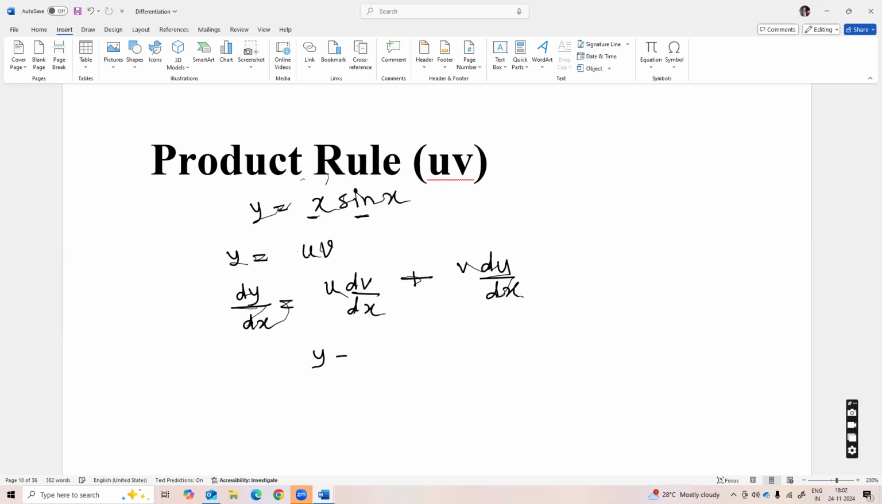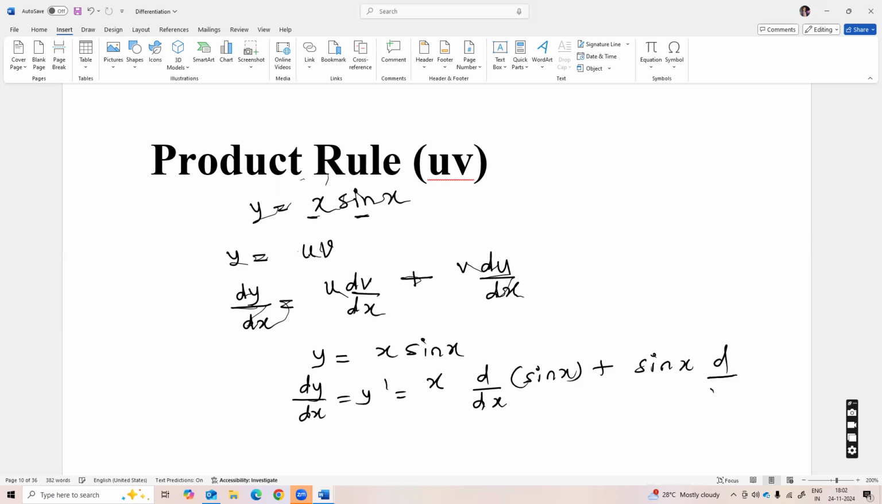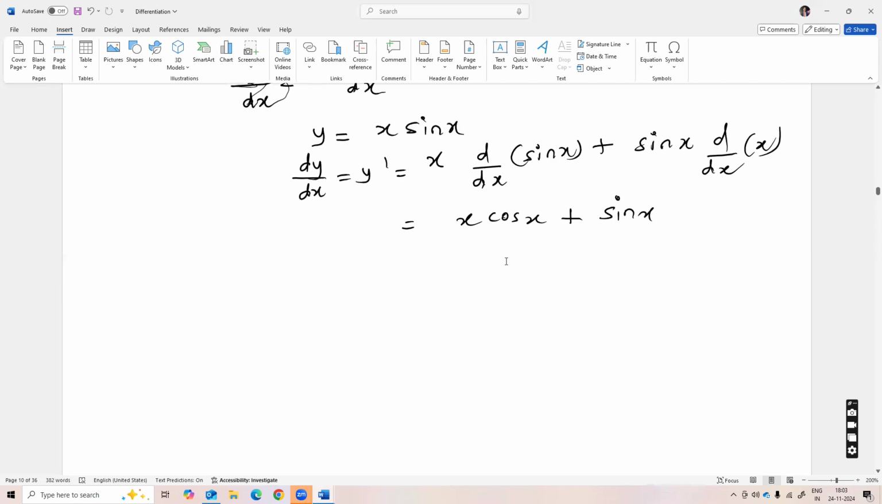So now if y is equal to x sine x, in this case dy by dx or y dash is given as: first we will take x outside as a constant, and we will take the derivative of sine x, and then we will take sine x out and take the derivative of x. The derivative of sine x is cos x. So here we will get x cos x plus sine x into the derivative of x, which is 1. So it is just sine x. So this is basically the product rule. We will take one more example to see it.